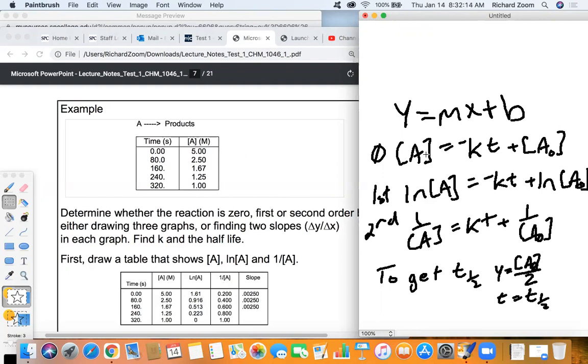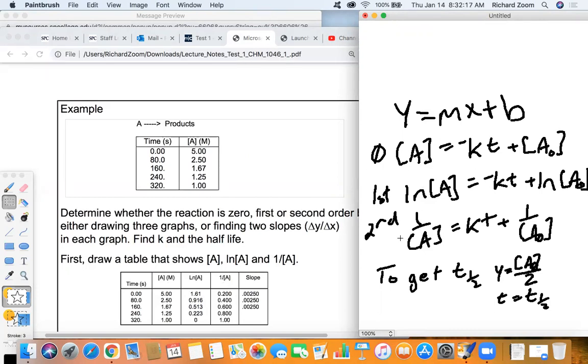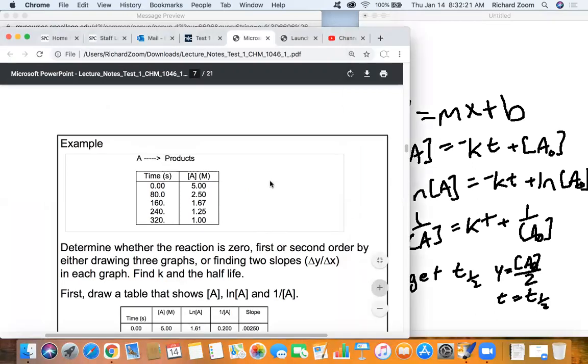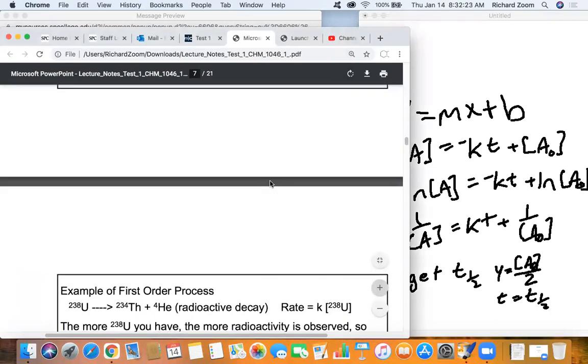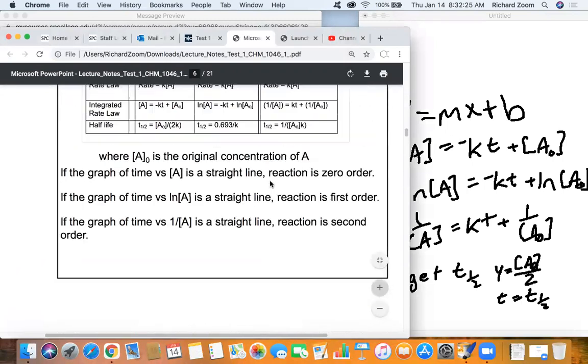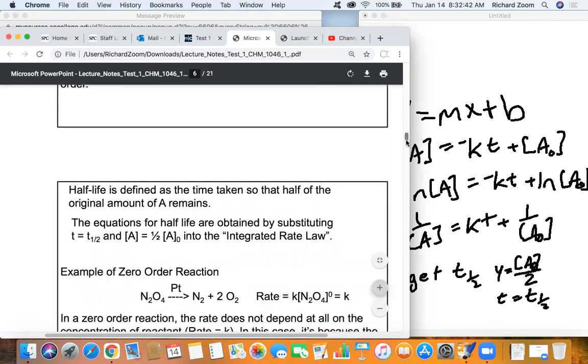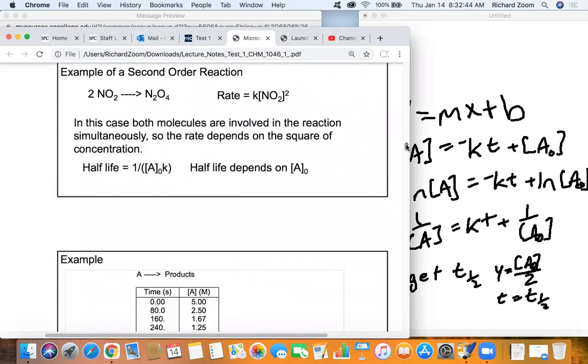Now, where do we get those values from? The A, the log of A, and the 1 over A. Do you do it from memory? No, you don't have to. Let me show you. Let's go back to the table you're given. Look: A, natural log of A, 1 over A, zero, first, second. You're given this, so you don't have to memorize anything. A, log of A, 1 over A. You'll see in a second.